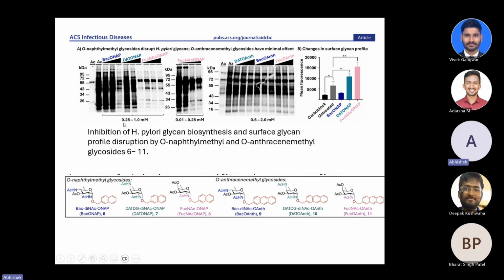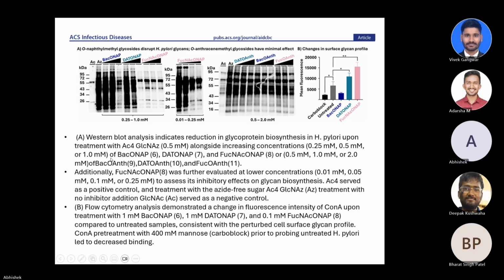In the case of and these are the molecules 6, 7, 8, and these are the anthracene molecules 9, 10, 11. He did experiment with these molecules. And what he did is that by taking these naphthyl derivatives and anthracene derivatives molecules, he found that in the case of naphthyl derivatives that has a that disrupt the H. pylori glycans.